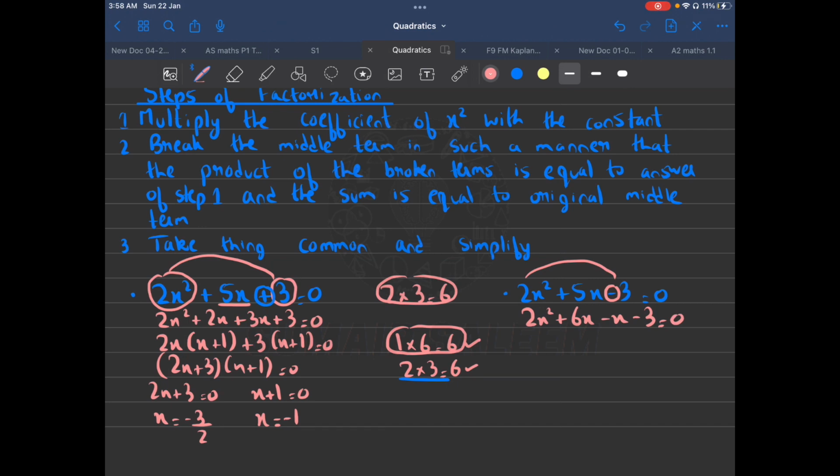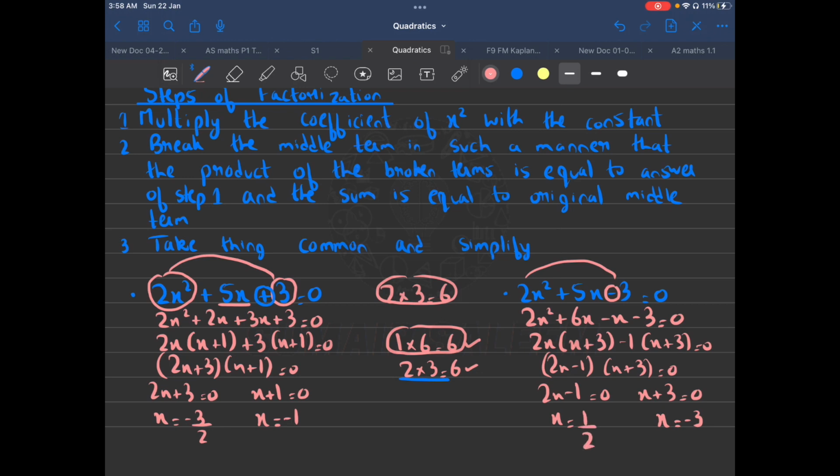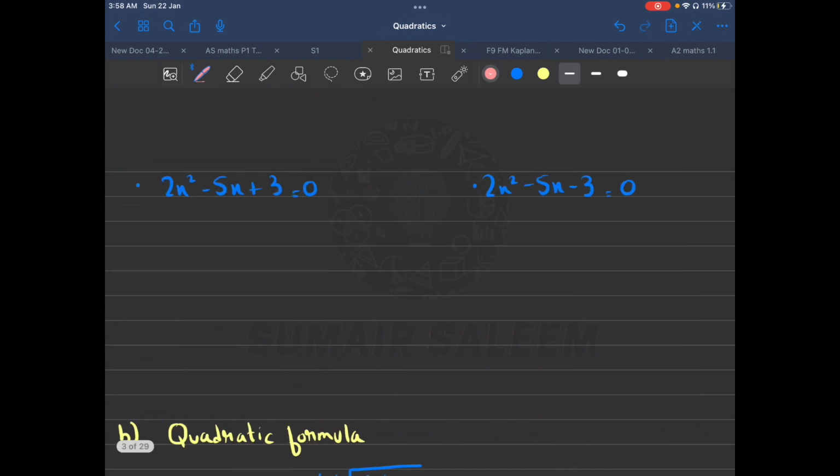Got this? Take 2x common, x plus 3. Take minus 1 common, x plus 3. It's going to be 2x minus 1, x plus 3 is equal to 0. So 2x minus 1 is equal to 0, x plus 3 is equal to 0. So my values of x are minus 3 and 1 upon 2. Got this? Now, let's do two more examples.